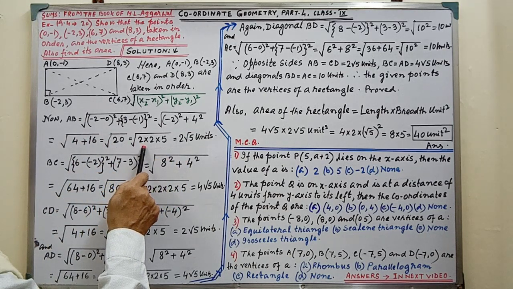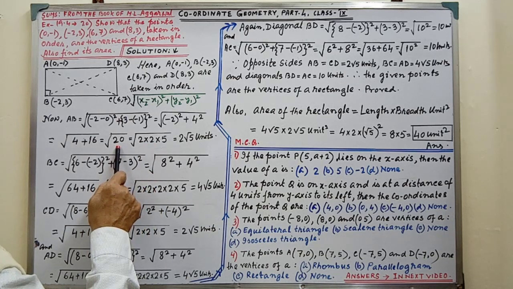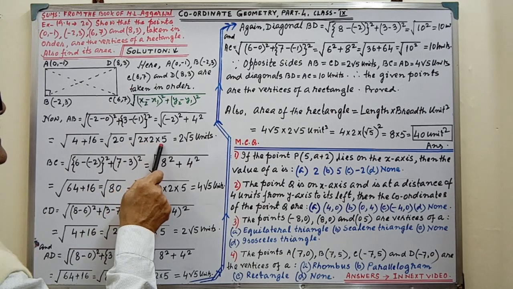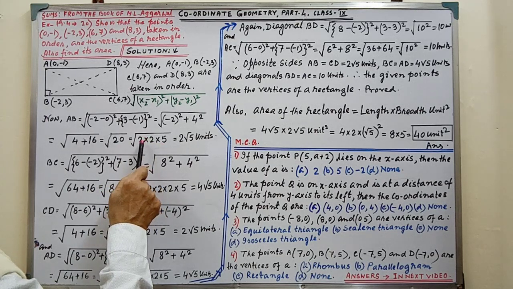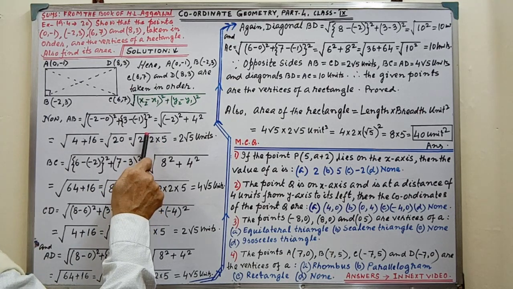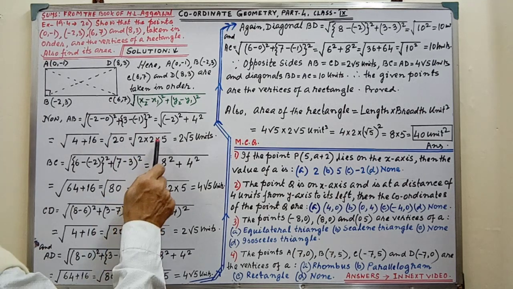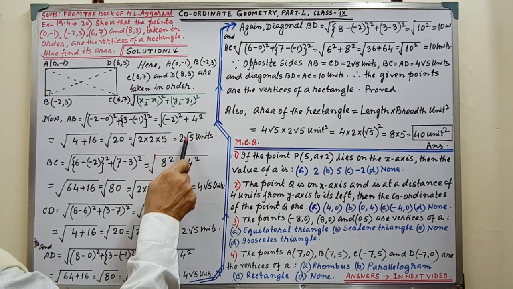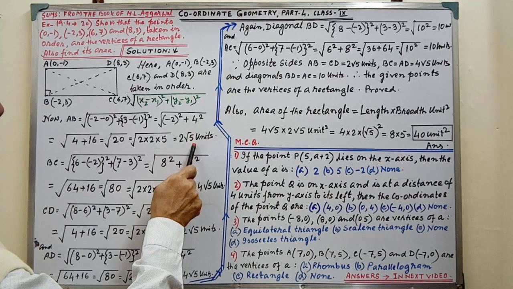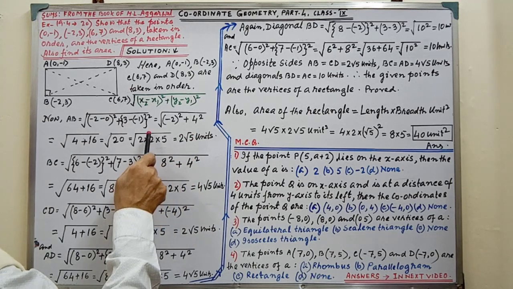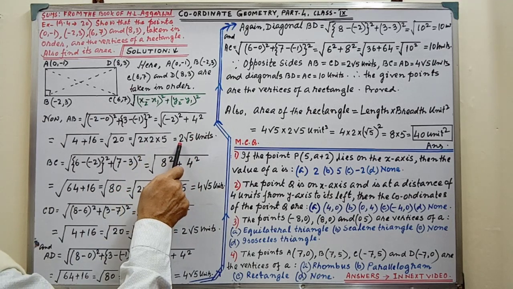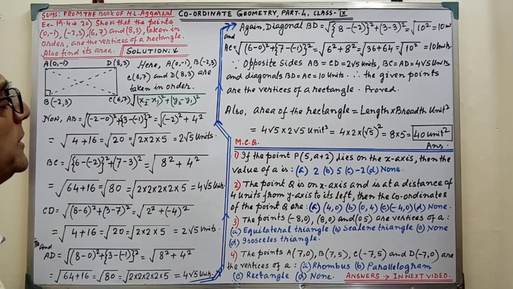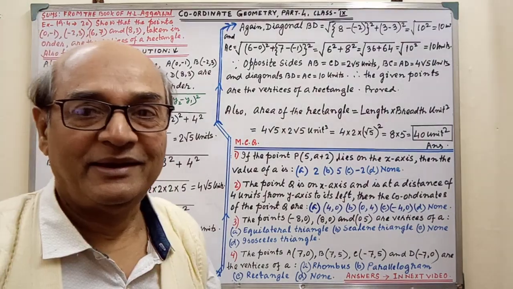Now by breaking 20 by the LCM method, we are getting this factor, 2 into 2, that is 2 square. 2 square and root will be eliminated, and there is only a single 5, so here will be root 5. By simplifying, it will be 2 root 5 units.